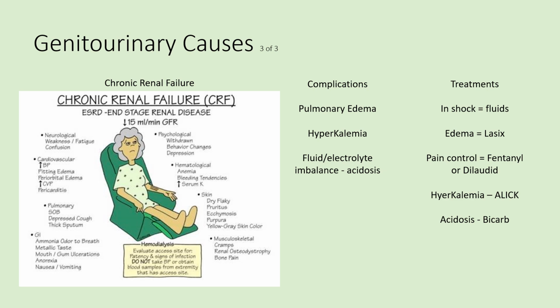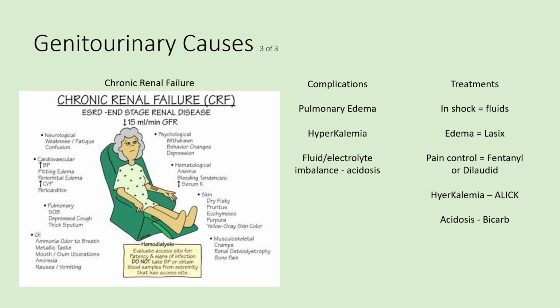All right, hey, let's come on back. So they are withdrawn, depressed, they can't move, they don't have ankles, they've got cankles from all the fluid backing up. So pruritus, ecchymosis, purpura, gray-yellow skin color. They can see the end coming. Complications of renal failure are pulmonary edema, hyperkalemia, remember that's potassium, and fluid and electrolyte imbalances.